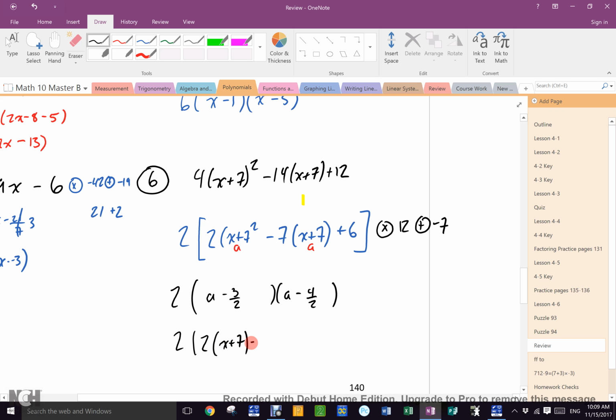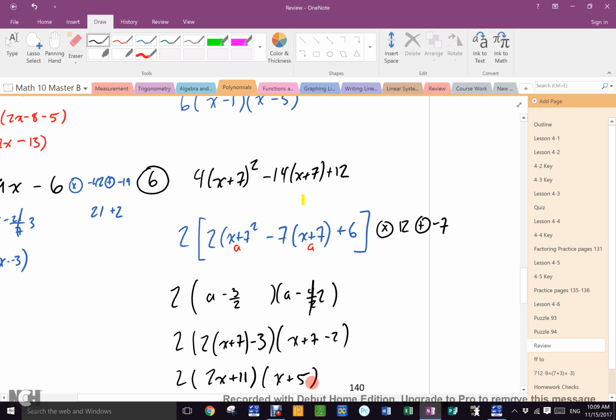X plus 7 minus 3. And a, but it's not a. Wait, simplify. Does that simplify? To what? 2. It's not a, though. What is it? X plus 7 plus 2? Minus 2. Now I simplify. 2. 2x plus 7 is what? 2x plus 14 minus 3 is 2x plus 11. And x plus 7 minus 2? X plus 5. And that's about the hardest thing I can give you.